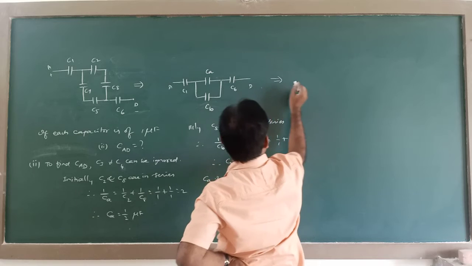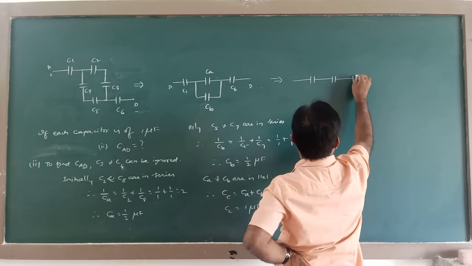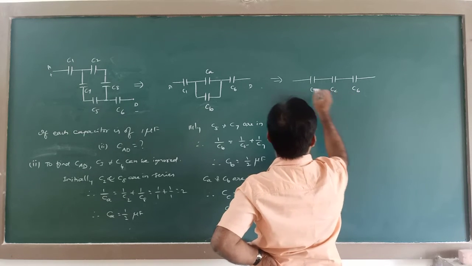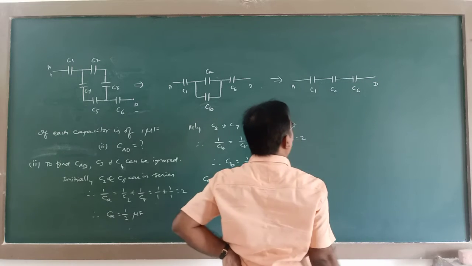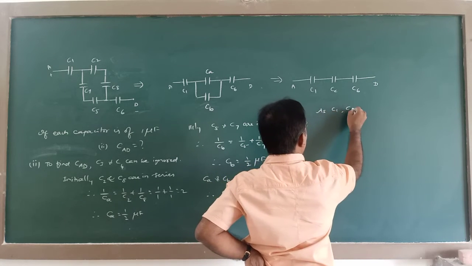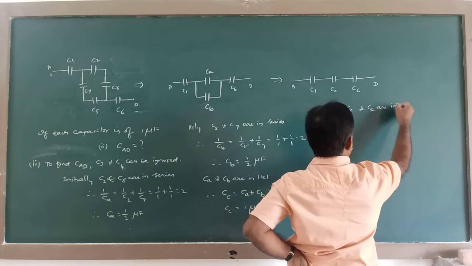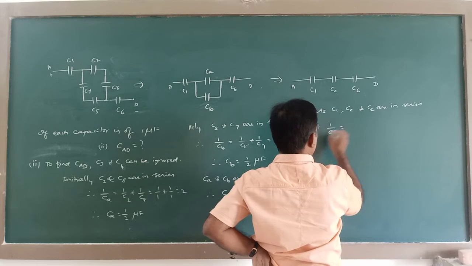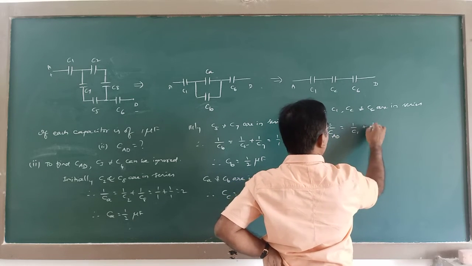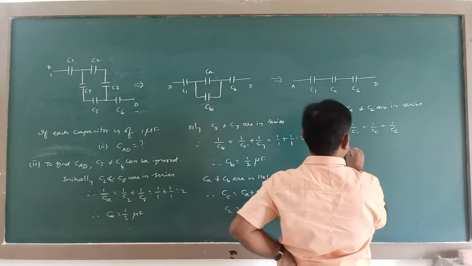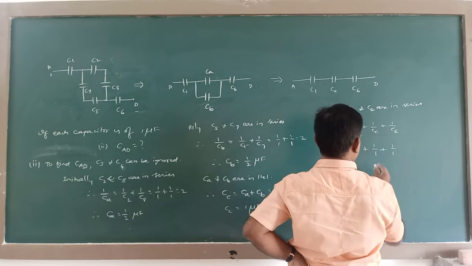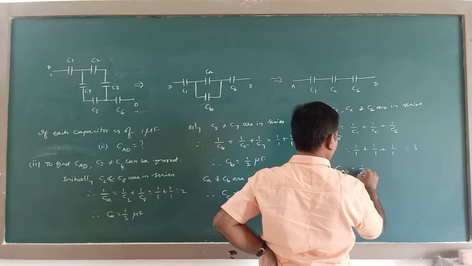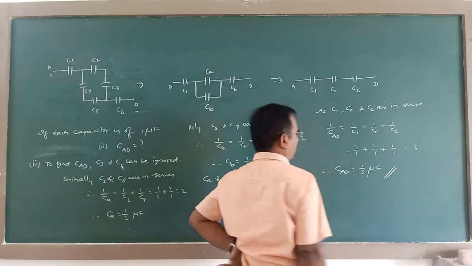Therefore, the circuit reduces to this form like this. This is C1, CC, C6. As C1, CC and C6 are in series, 1 by CAD is equal to 1 by C1 plus 1 by CC plus 1 by C6. So it is 1 by 1 plus 1 by 1 plus 1 by 1, which is equal to 3. Therefore, this CAD is equal to 1 by 3 microfarad.